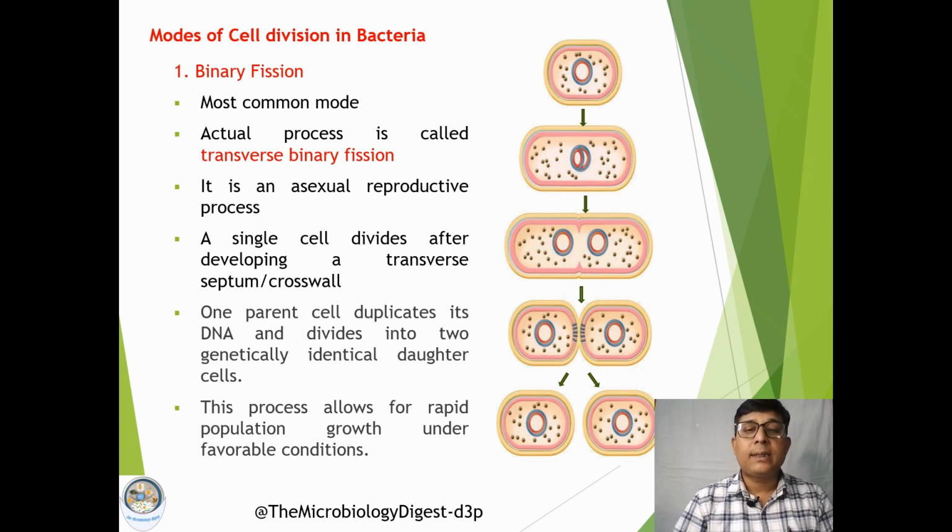What happens? One single cell divides after developing a transverse septum or cross wall in the cell. Ultimately, this septum leads to the growth of two individual cells from a single bacterium. This process is very rapid, and it helps bacteria to grow very fast in favorable conditions. The most common method by which a bacterial cell divides is binary fission.